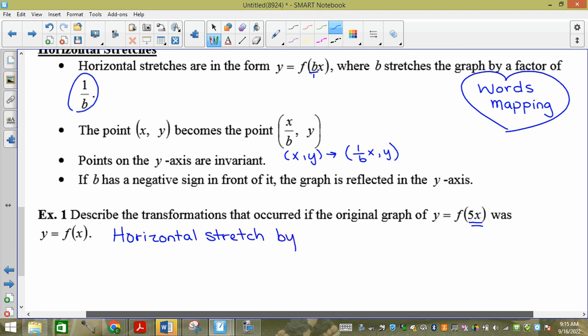by a factor of what? 1/5. About the what axis? About the y. It's always the opposite, right? So if it's with the x, it's always about the y, because in order for it to stretch it horizontally, pulling it this way, squishing it, it's about the, I feel like I'm a sideways shark, but it's about the y-axis, yeah?